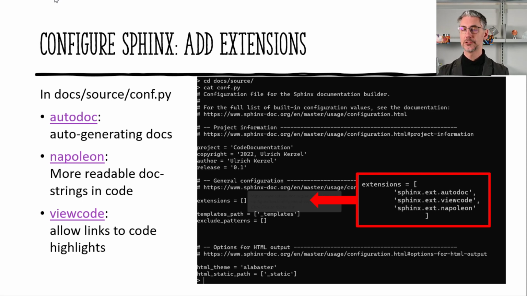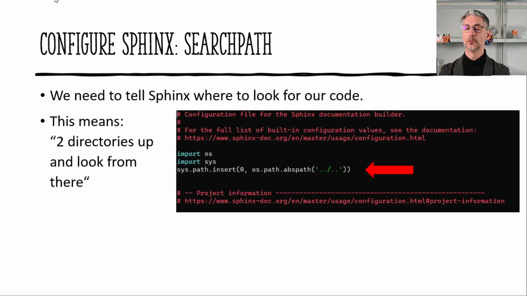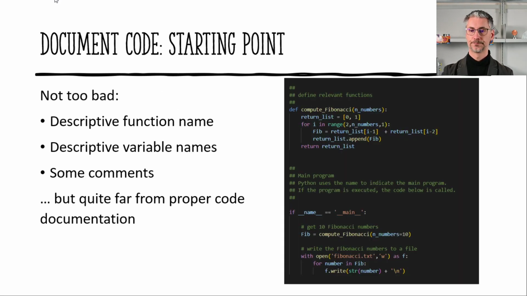So we add the extensions. By default it's a blank list, and we add those 3 in there. And then we also need to tell Sphinx where to look for our code. Here we add the sys.path.insert and then the apps path, and then ../.. means 2 directories up and look at everything below from there, and then it will find our code.